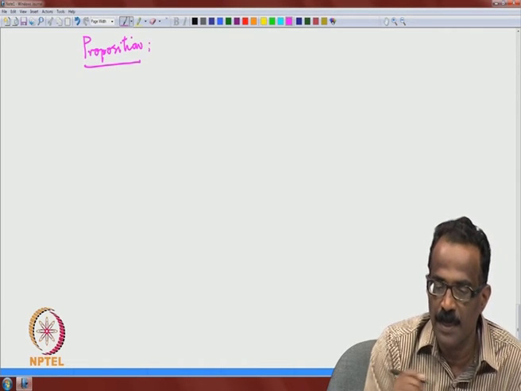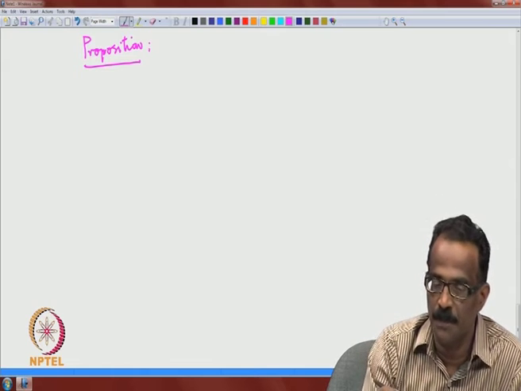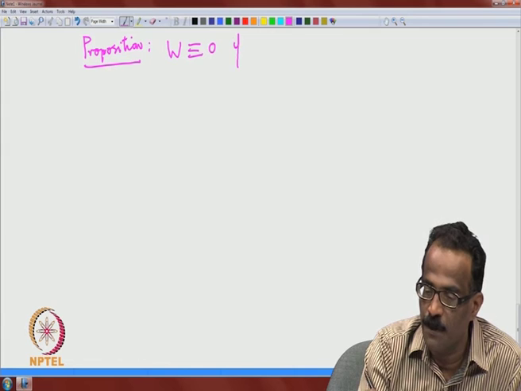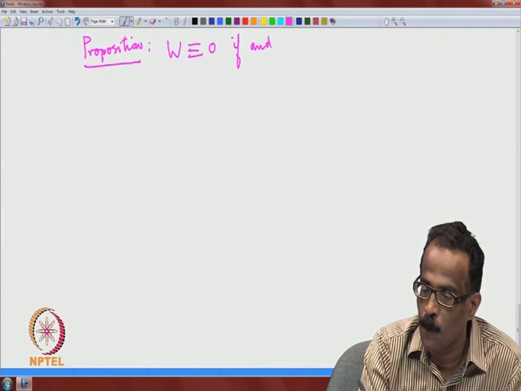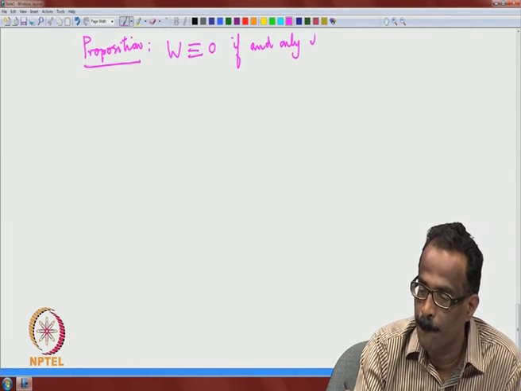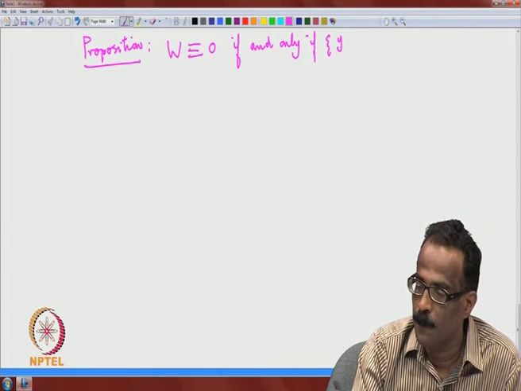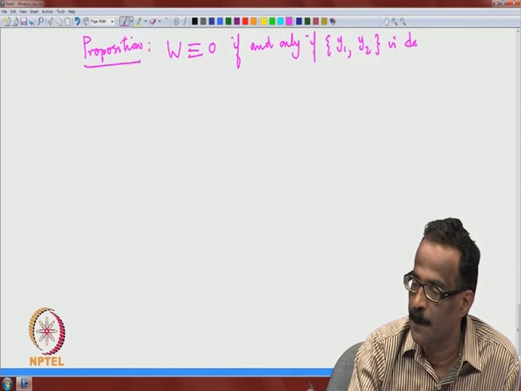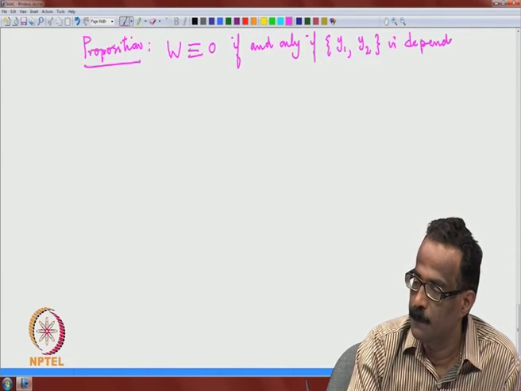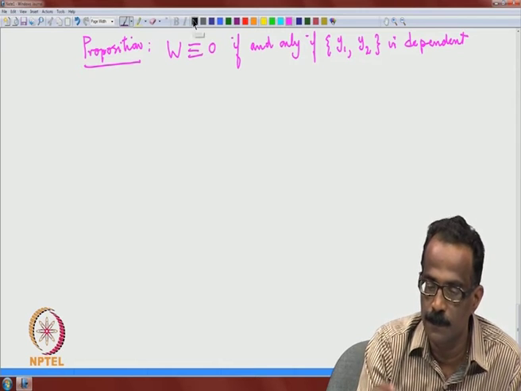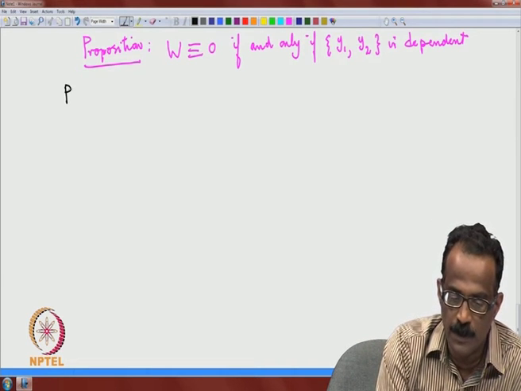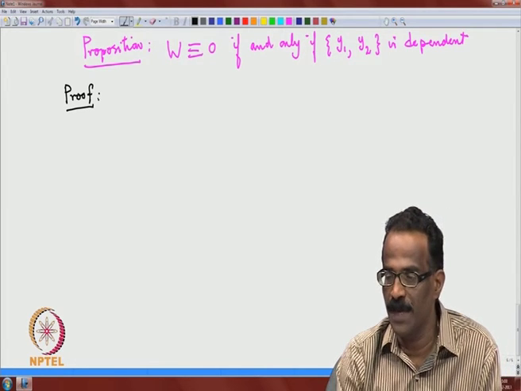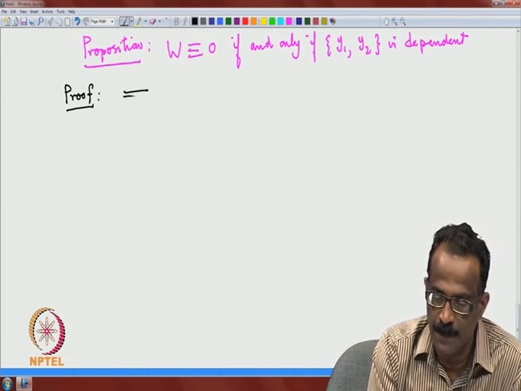We will give an argument, we use the uniqueness argument. W is identically 0 if and only if y1, y2 is dependent. We give a proof because it requires one part is trivial, this part is trivial.